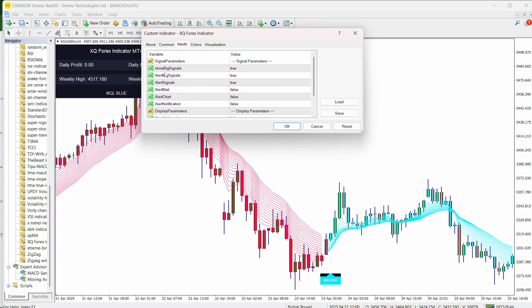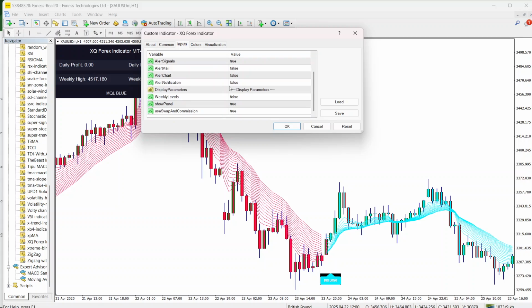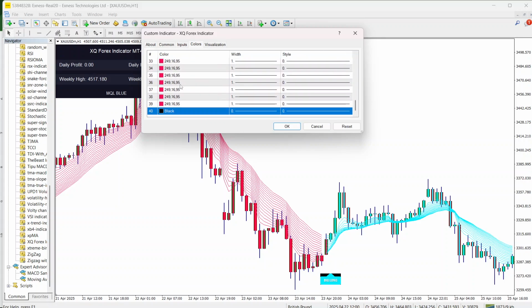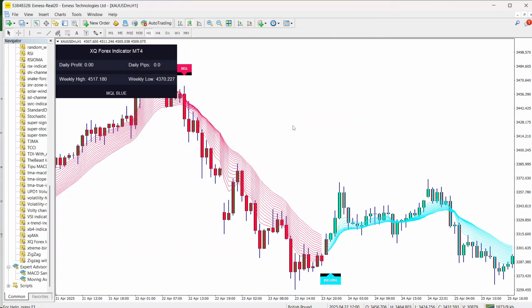As you can see in its settings, you can also adjust its color in its settings to suit your trading style.